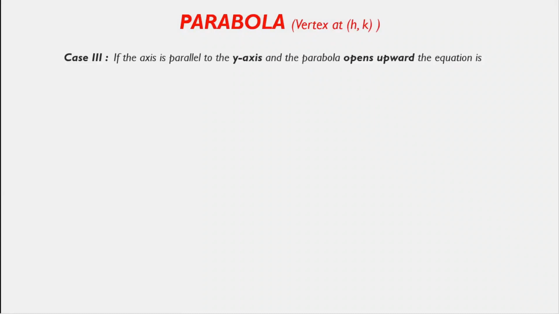The third case of the equation of the parabola in standard form whose vertex is located at (h, k). If the axis is parallel to the y-axis and the parabola opens upward, the equation is the square of the quantity (x minus h) is equal to 4p times the quantity (y minus k).